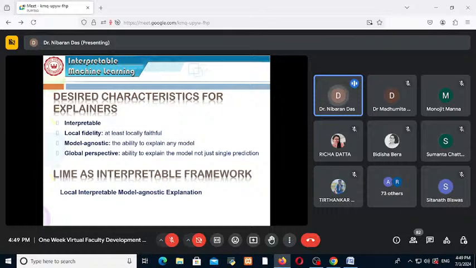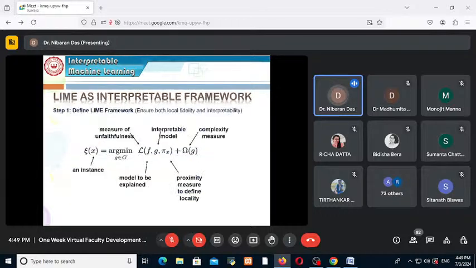LIME as an interpretable framework has a corresponding formula. Let's suppose this is the epsilon. Here x is the corresponding instance, and this is a measure of unfaithfulness, the loss function, which we want to minimize. This is the interpretable model to be explained, this is the corresponding local model, and this is the corresponding complex model. And how many samples we consider is the proximity measure to the defined locality.